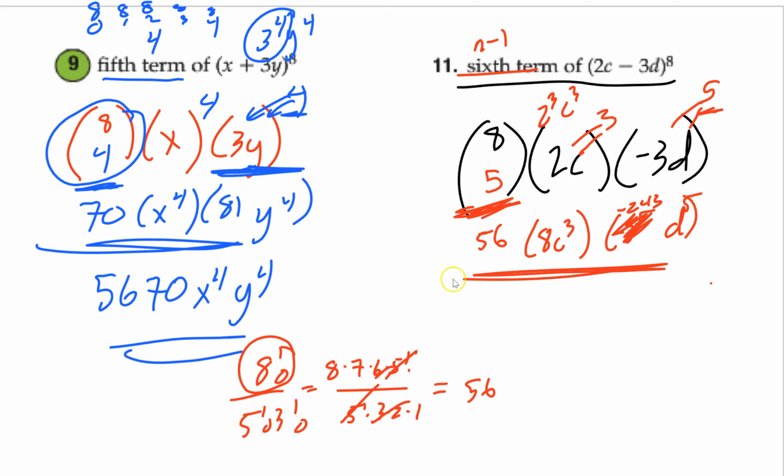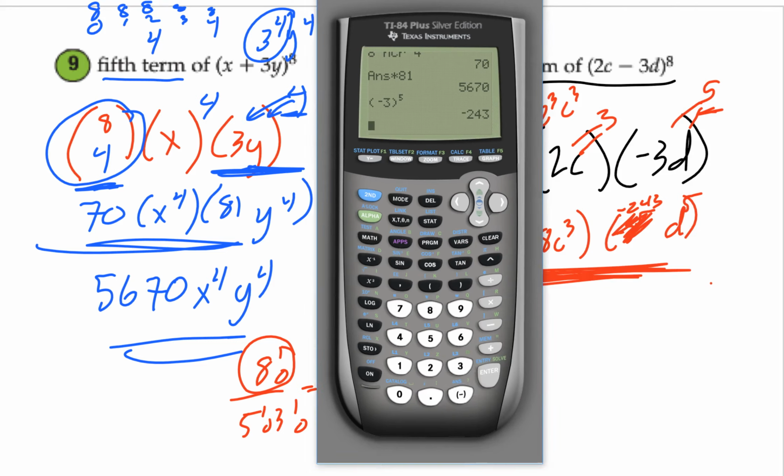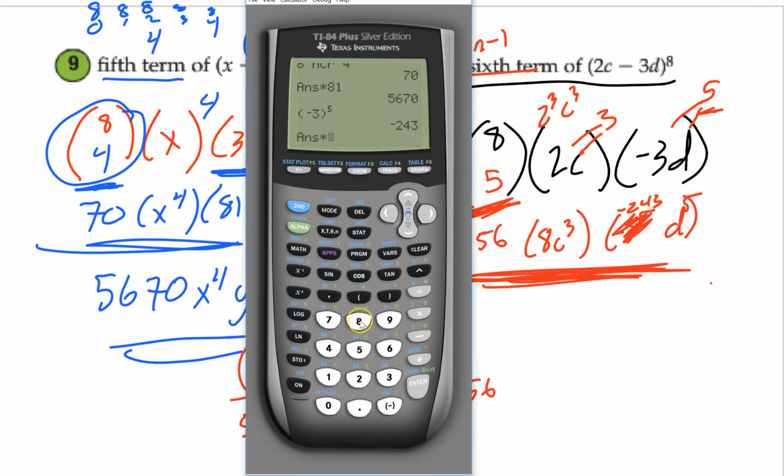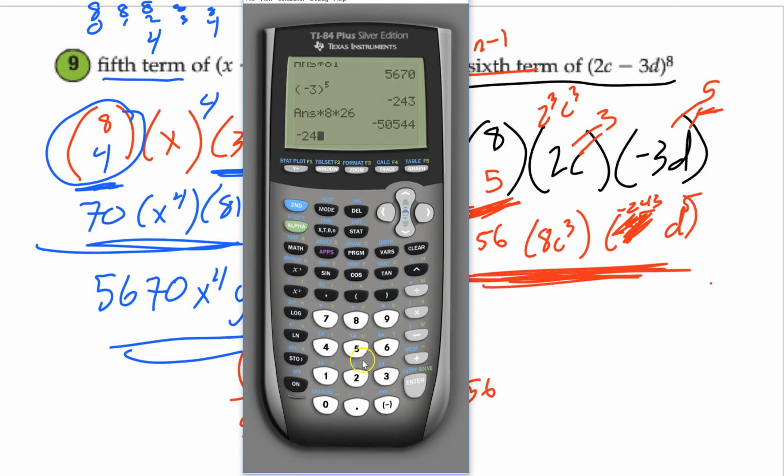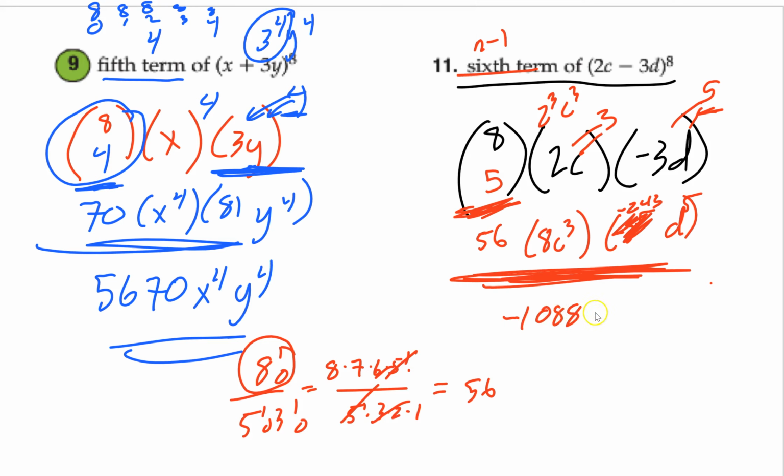Keep in mind, these are all being multiplied. Don't give me this minus 243. I hate that. They're all being multiplied. So I need 243 times 8 times 56. Oh, crap. Negative 243 times 8 times 56. 56, not 26. So negative 108,864. Big number.